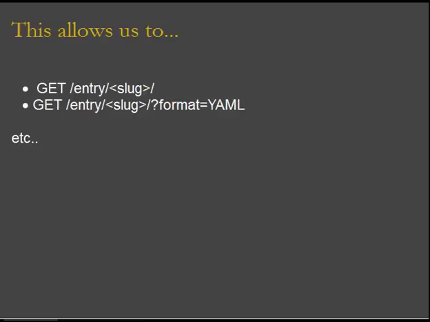So this allows us to get entry slug, and you actually define the format in the query string that you want. So if you don't want JSON, which is the default, you can either define the default in the model, or if you want clients to be able to get different formats themselves, you can just say format equals YAML in the query string, or format equals XML, or format equals pickle even, and then it'll give that directly to the client.